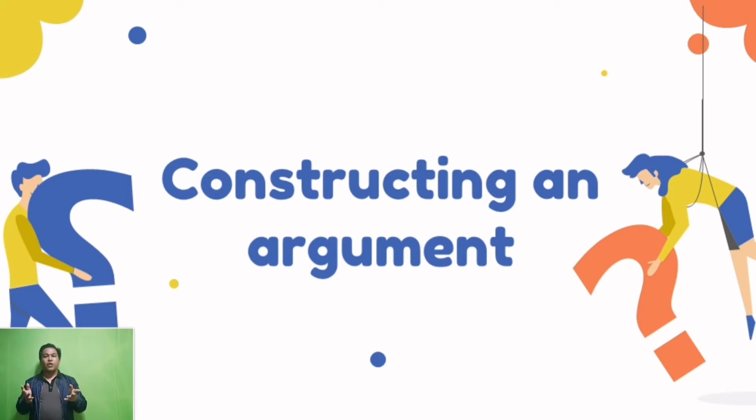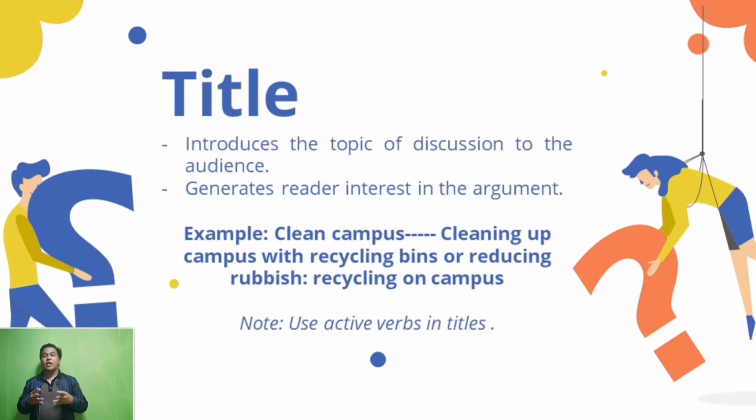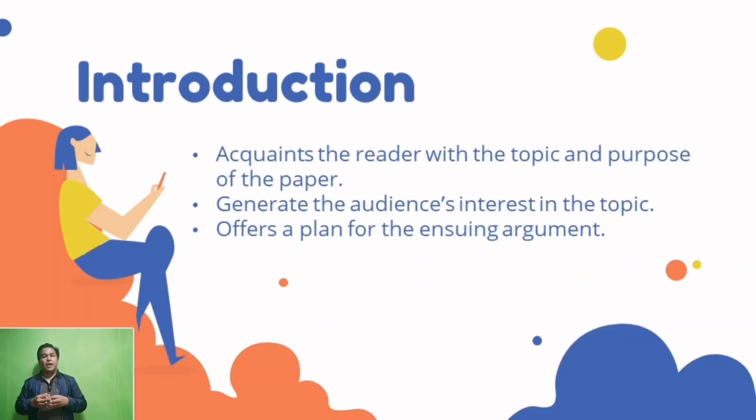Primarily, an argument is used to change people's points of view, for persuasion, inquiry, and conviction. Constructing an argument has 5 parts. The first part is the title, wherein it introduces the topic of discussion to the audience, and also it generates reader interest in the argument. For example, clean campus, or cleaning up campus with recycled bins, or reducing rubbish, or recycling on campus. Note, use active verbs in the title.